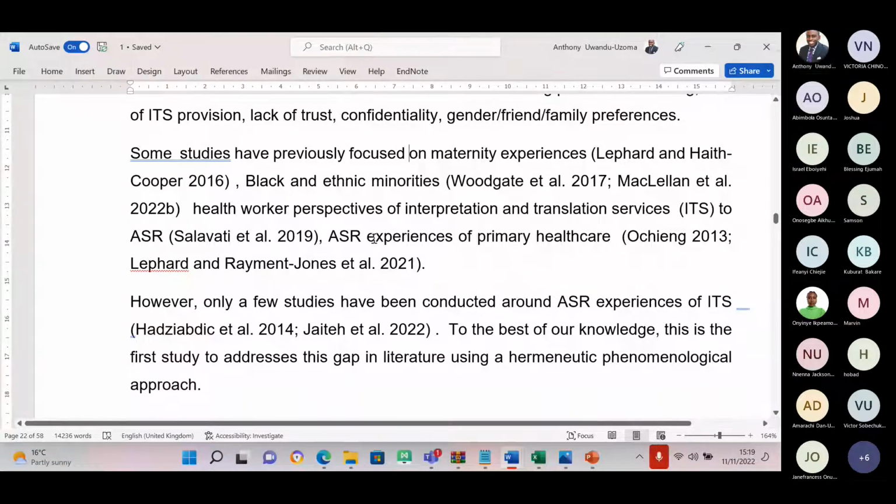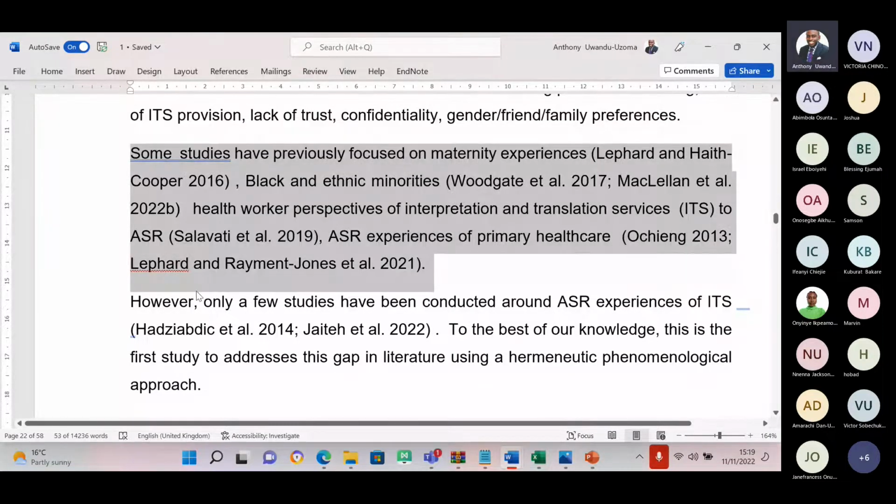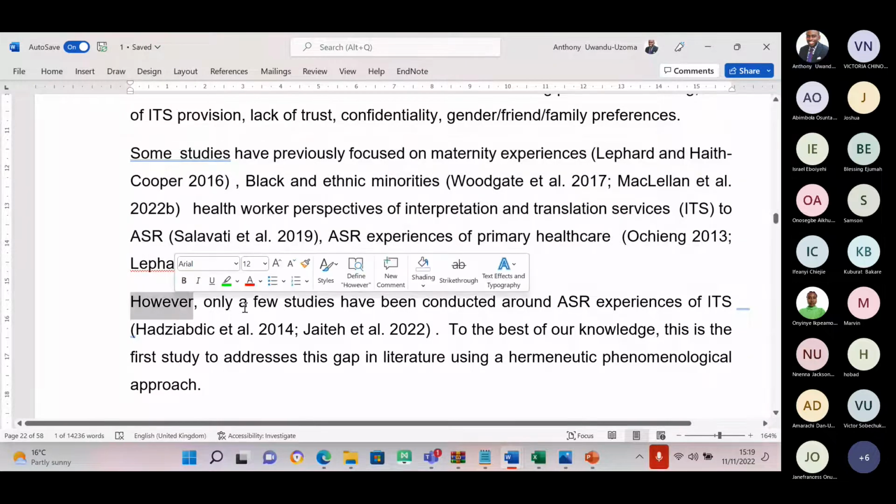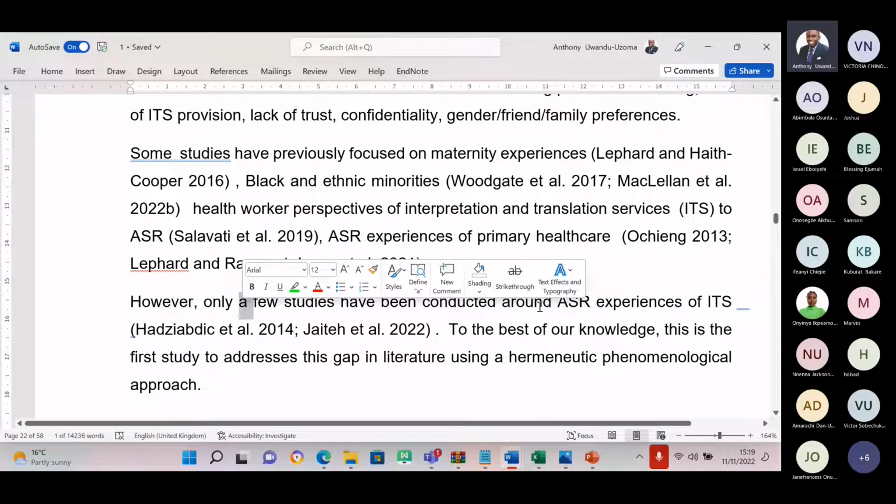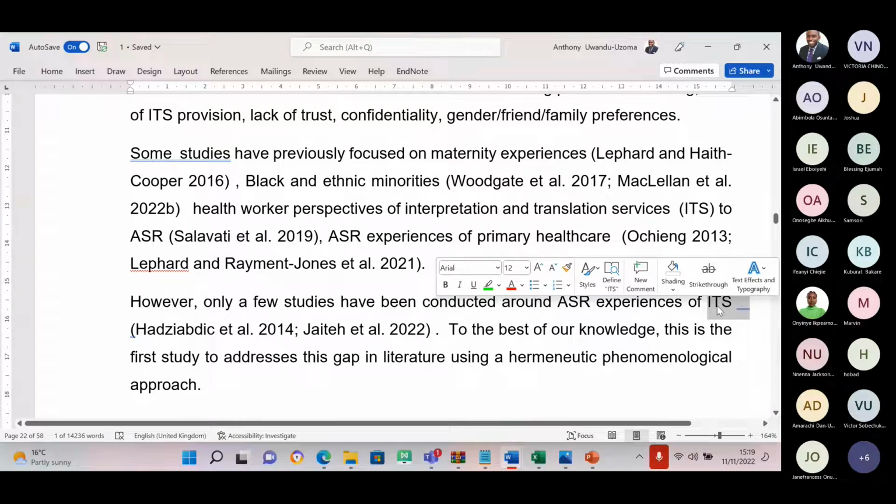3, ASR experiences generally of primary health care. 4. See, now this shows the reader that I've read widely. Some studies have said these things. However, only a few studies have been conducted around ASR experiences of ITS. To the best of our knowledge, this is the first study to address this gap using.